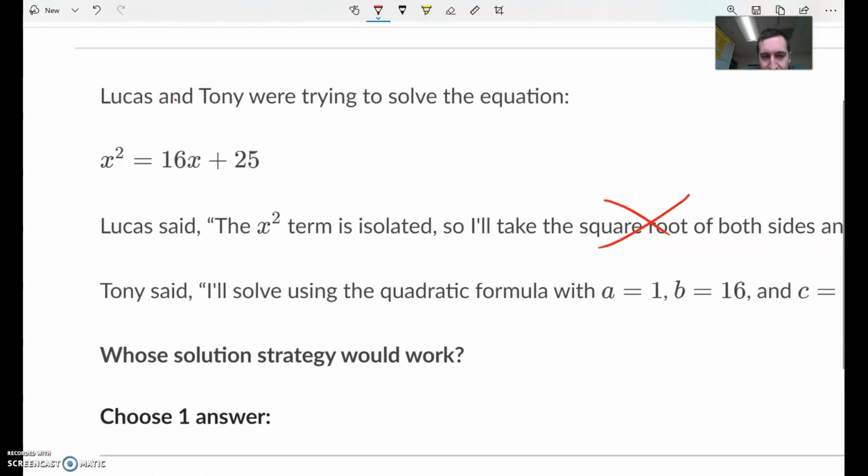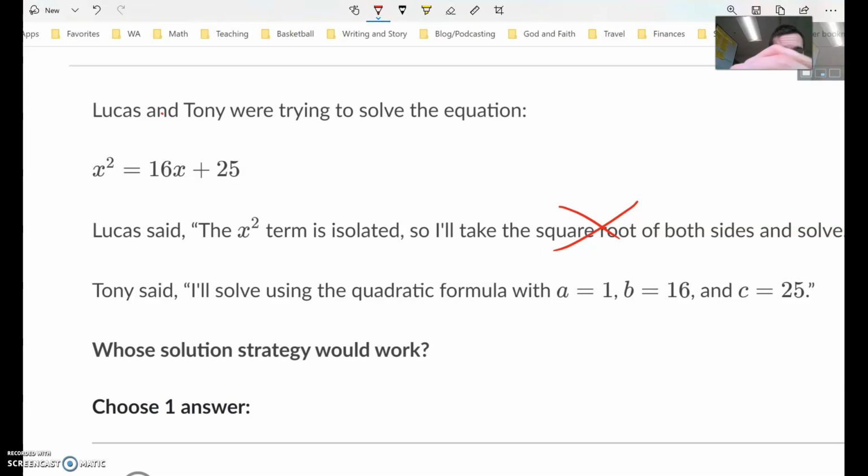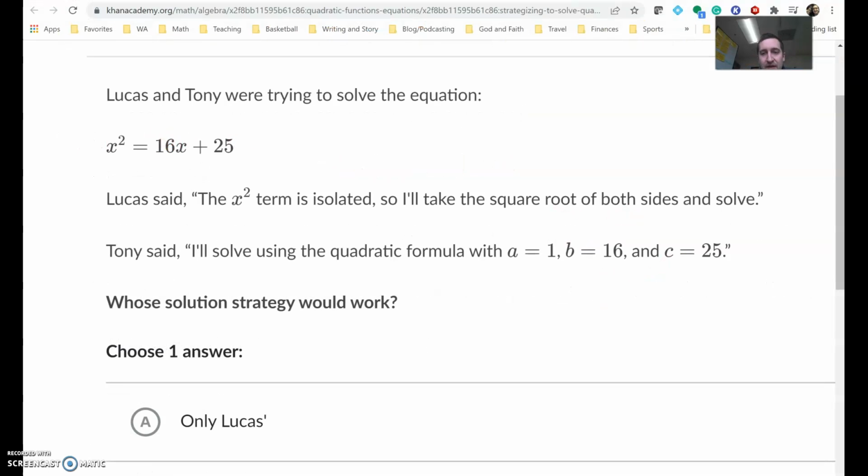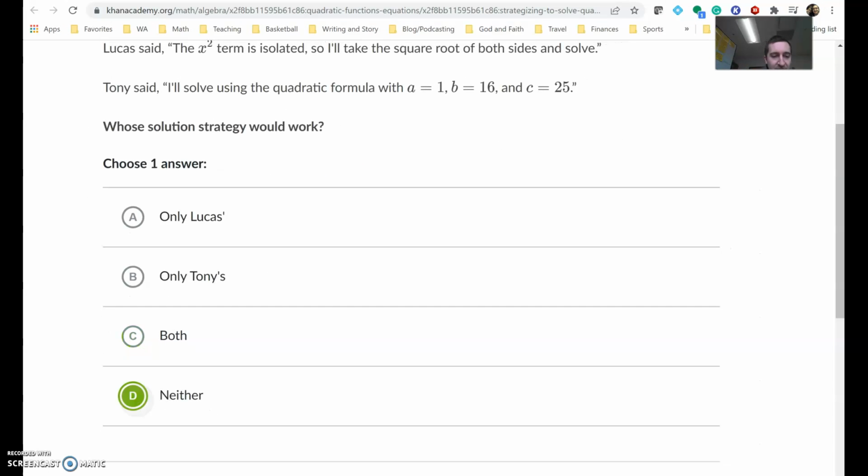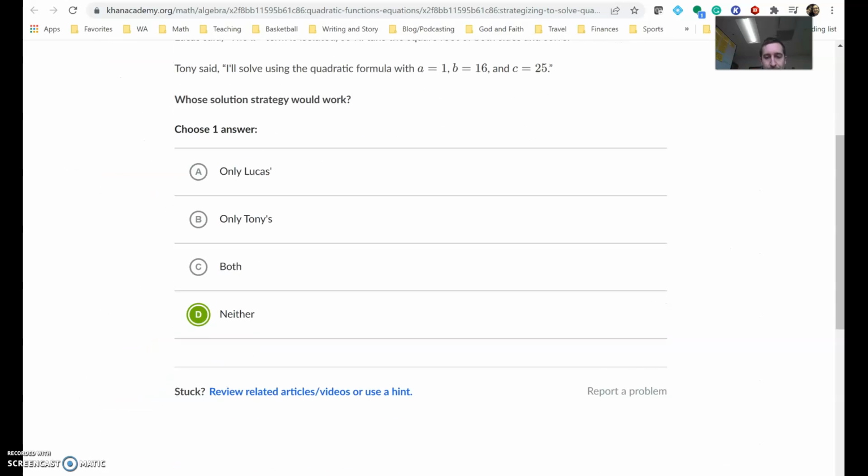Tony said he would solve it using quadratic formula, which works all the time. And he said that his A was 1, his B was 16, and his C was 25. Well, we got one big problem, Tony. You didn't set it equal to 0 first. If we set it equal to 0, look what happens to B and C. It's negative 16 and negative 25. So Tony's is out as well. He didn't set it equal to 0, so I don't think either of theirs works. Neither work.